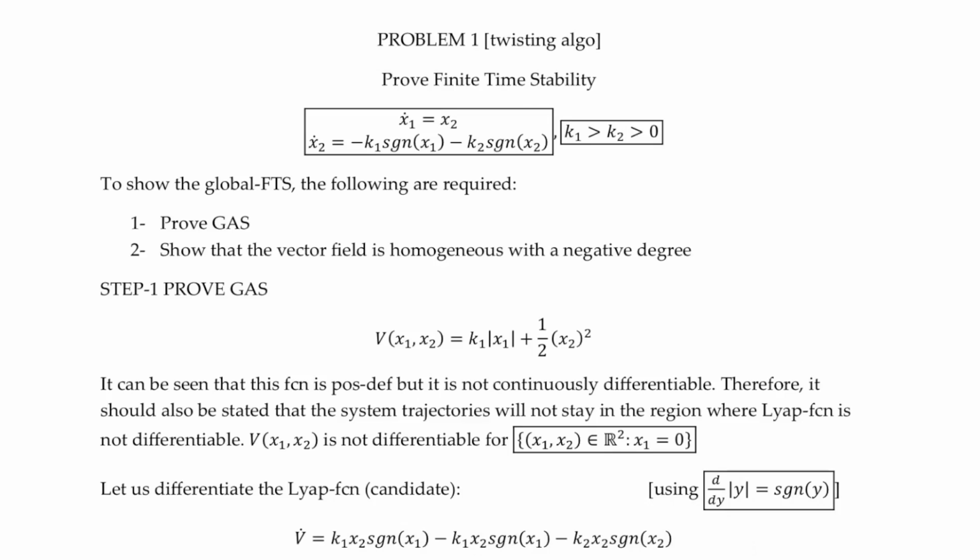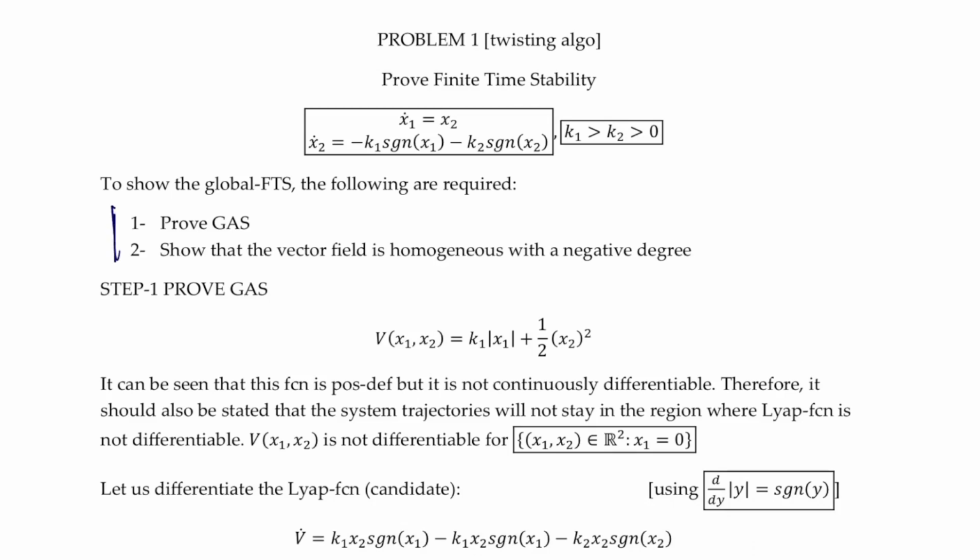All right, and there will be 3 problems, and this is problem 1, and it is also known as the Twisting algorithm. Of course, it's probable that you will see some variations of that system, and here are the conditions on the parameters. There are some parameters k1 and k2 in the system given. The problem statement is the following: finite time stability proof. To show the global FTS, finite time stability, the following are required.